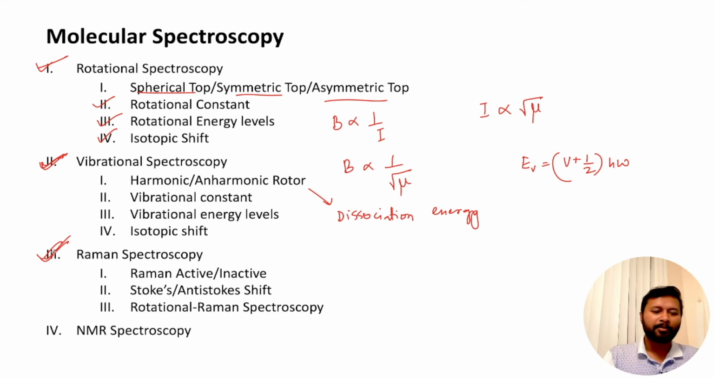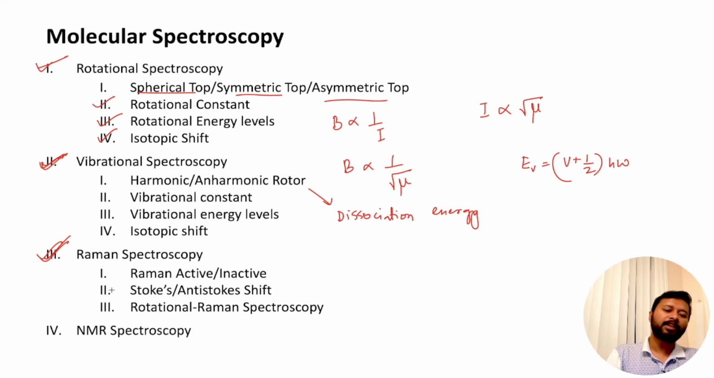But let's come back to the topic. Whether a molecule will be Raman active or not is the first type of question asked. Then the values of Stokes shift and anti-Stokes shift are asked. Then rotational Raman spectroscopy. There are many other things that can be asked, but these three have been asked multiple times. There is vibrational Raman spectroscopy as well, but rotational Raman spectroscopy has been asked multiple times.